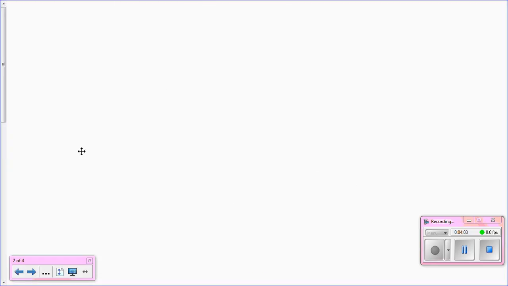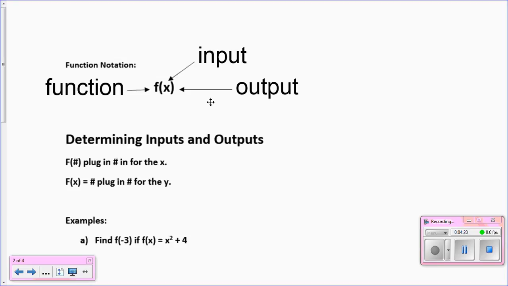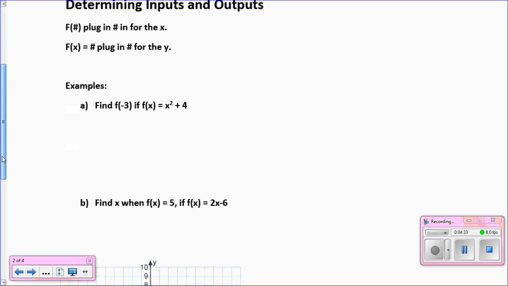Next page. So, function notation. Remember, this whole thing means it's a function. The x part, that's your input value. While the f of x is going to tell you what the output value is. So when you're determining inputs and outputs, when you have f of a number, you're plugging in that number for x. When they tell you that f of x equals a number, you plug that in for y. So this part's really easy.